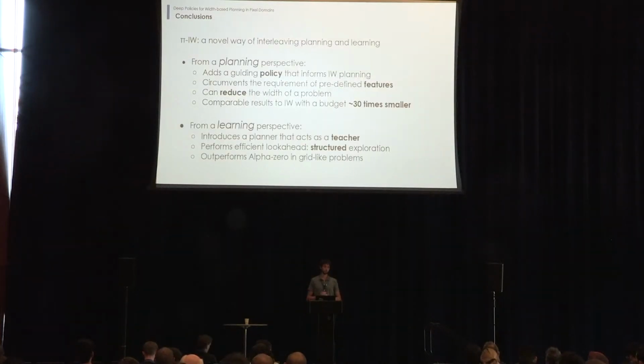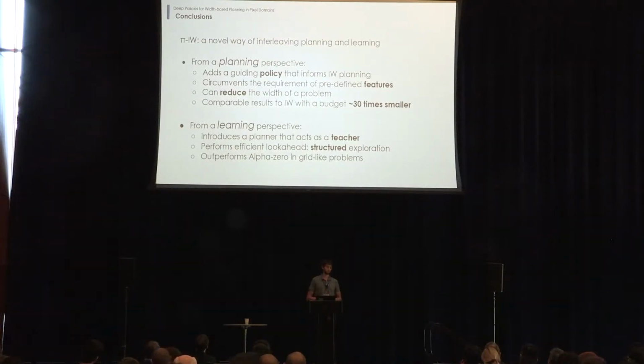So to conclude, we've presented a novel approach for interleaving planning and learning. From a planning perspective, we add a guiding policy to IW to inform the planning. We circumvent the requirement of predefined features by extracting them from the neural network. And these features learned or extracted from the policy, we see that they can reduce the width of the problem in certain cases.